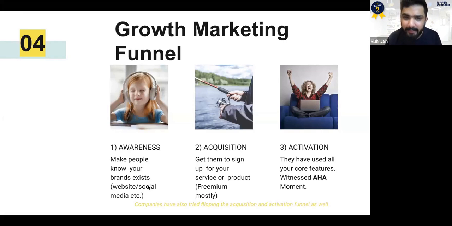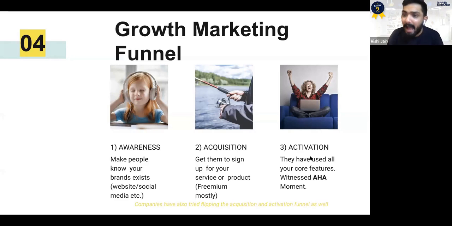You're running paid advertisements. You're going out and openly saying, hey, I am, let's say, Priyanka here, and I'm selling a coaching product on how to become a better parent. I'm just giving an example. So you're creating awareness. Then with the help of the marketing efforts that you put in, with the help of the funnels, you acquire that person. You get them to sign up for your service or product, mostly freemium, but you can directly sell over here as well.